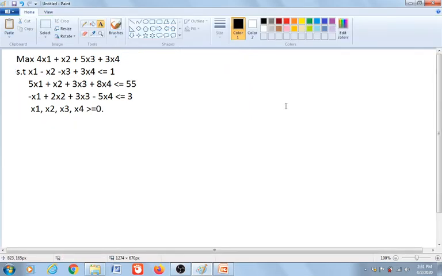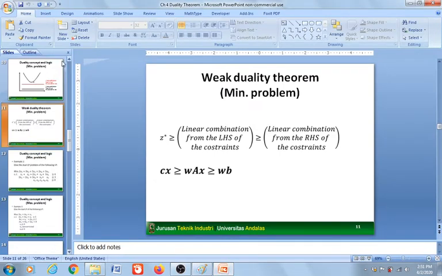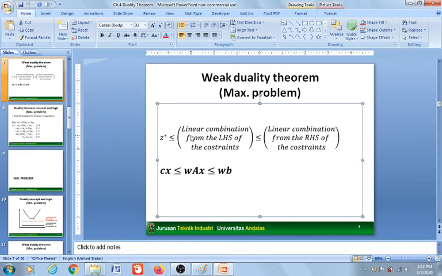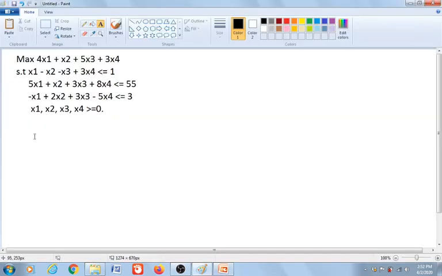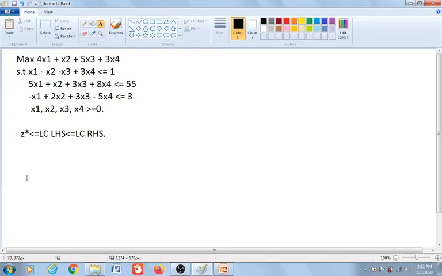So the thing that you need to remember is the weak duality theorem. In the weak duality theorem, for the max problem, the z star is less than or equal to the linear combination of the left hand side, and that should be less than or equal to the linear combination of the right hand side. That's the only thing that you need to remember for the max problem.